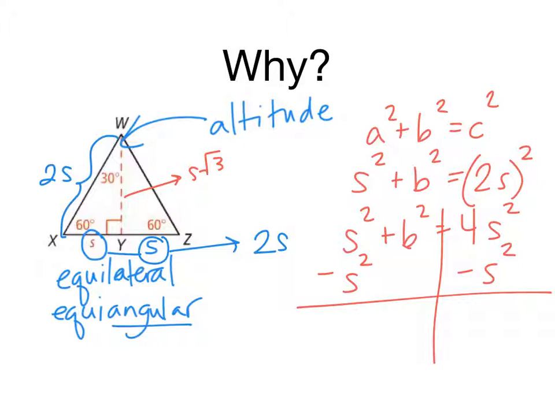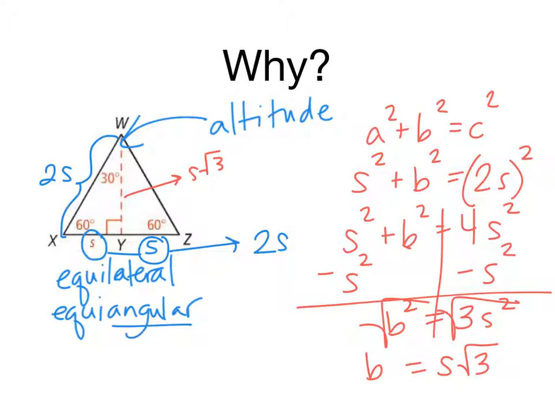So when I subtract that s squared, I get b squared equals 3s squared, square root, b equals, well, that's the square root of 3, which is going to be root 3, and the square root of s squared, which is going to be s. So the square root of s squared, s. I can't take the square root of 3, and lo and behold, there it is, s root 3. S root 3. So now I've shown you why these special right triangles work. Let's put them into action by solving some problems.